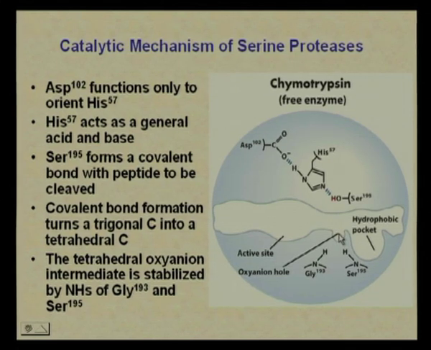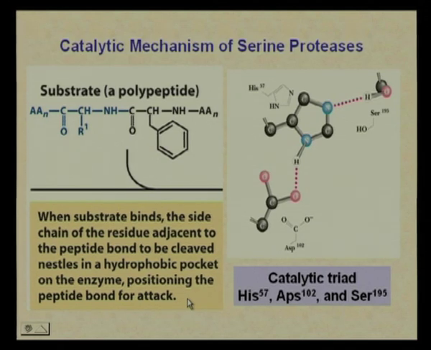We will see why that is called an oxyanion hole, and there are 2 other residues, well rather the NH of the serine and an NH of the glycine that helps in stabilizing the oxyanion. Okay? We will go step by step into seeing how that occurs. So, what do we have? This is our substrate.